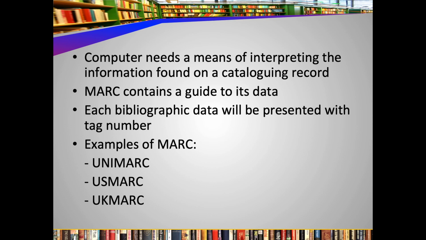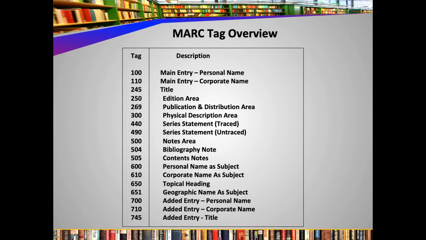The MARC format comprises several components, which include a leader, a directory, and assortments of content fields, which include the control field, codes and number field, and variable data fields. Examples of MARC include UNIMARC, which means Universal MARC, USMARC, MARC specifically for the United States, UKMARC for the United Kingdom, and for Malaysia, we have the MALMARC.